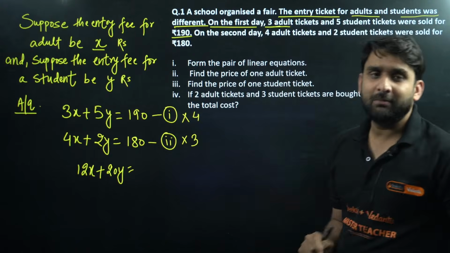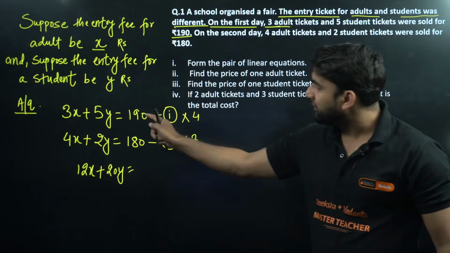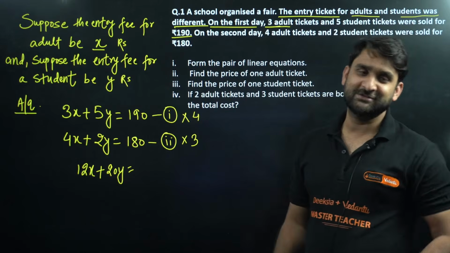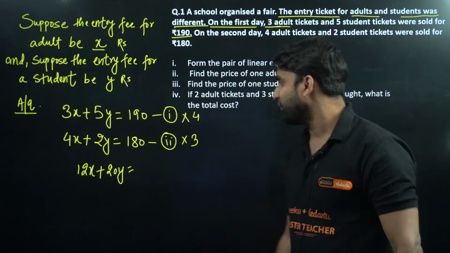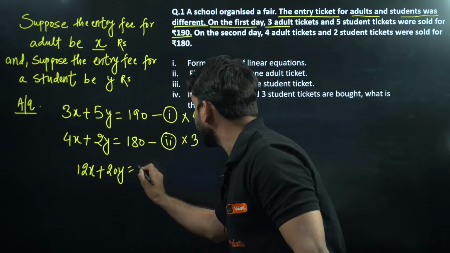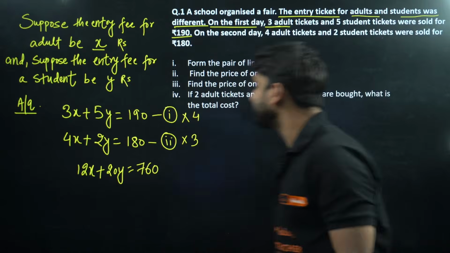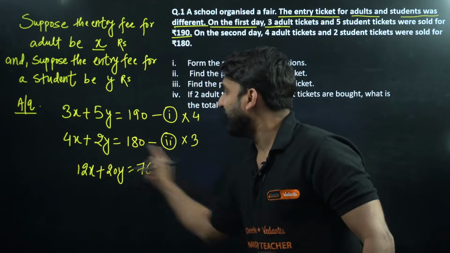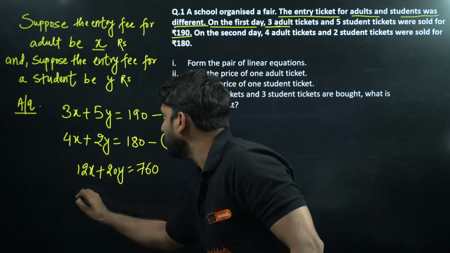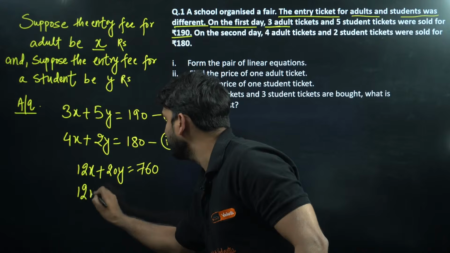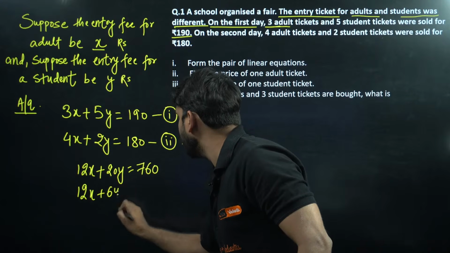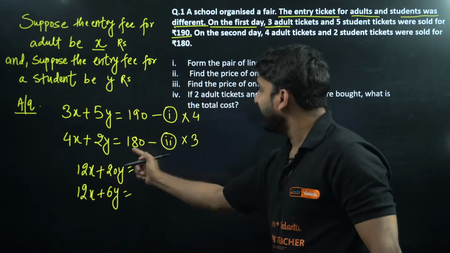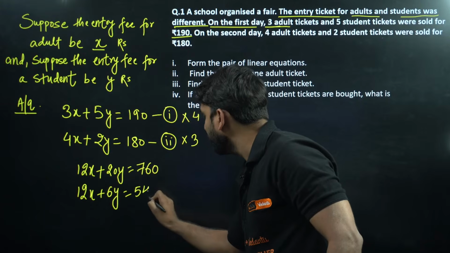190 into 4. What will be 190 into 4? So we have to multiply 19 into 4 and put the 0 also. So we all know 19 times 4 is 76, so this will be 760. Now after multiplying 3 to this entire equation, this will become 12x plus 6y is equal to 18 times 3, we all know 54, and one more 0.